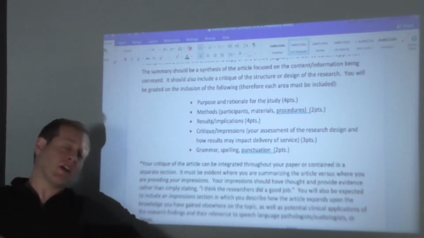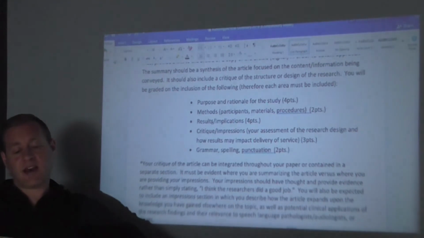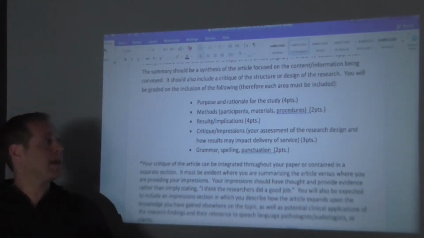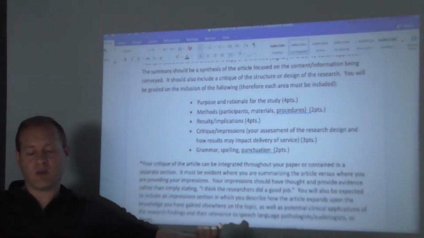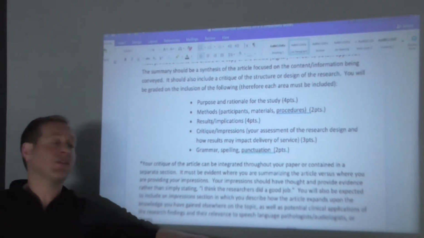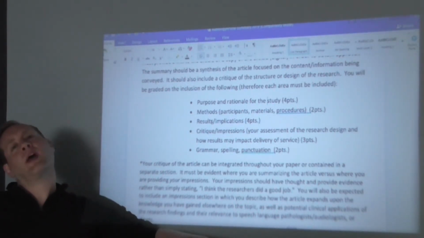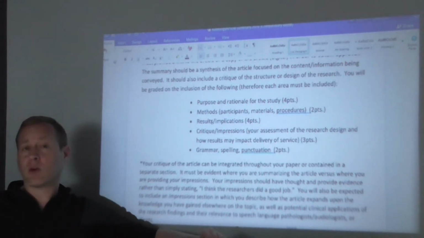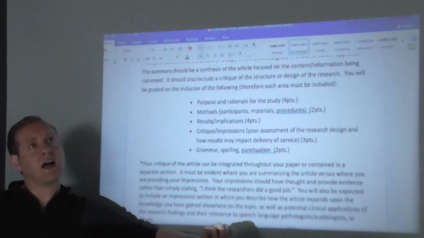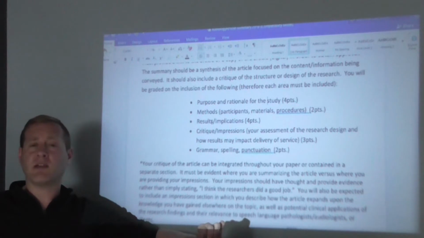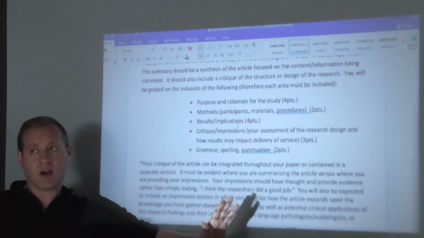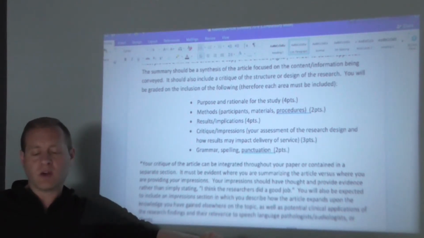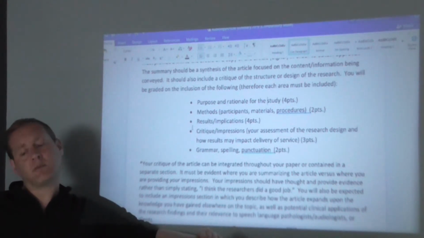Then you're going to discuss the results of the study. The results of the study are the findings, okay? And in addition to the results, the implications. What do these findings now mean to us, okay? How is this going to change the way speech-language pathologists and/or audiologists and/or doctors who work with individuals with hearing loss conduct their work. Okay? Throughout the article summary or review, you're going to provide your own critique and impressions.